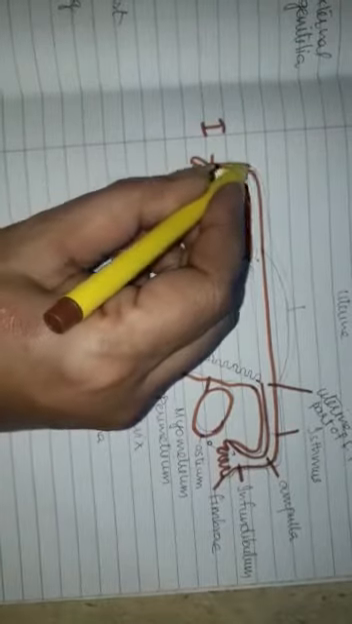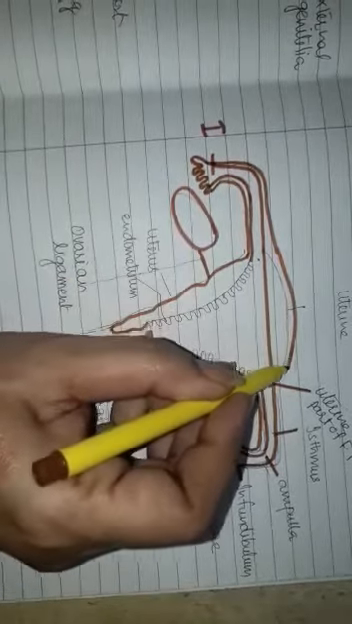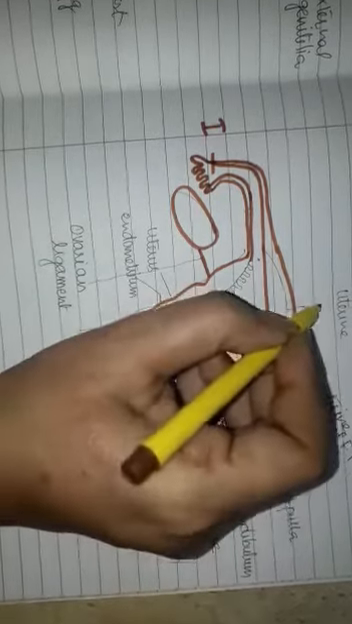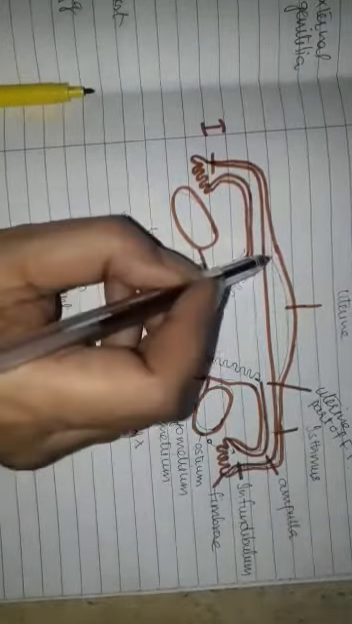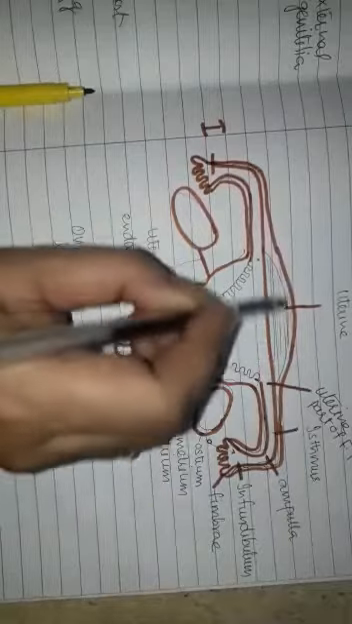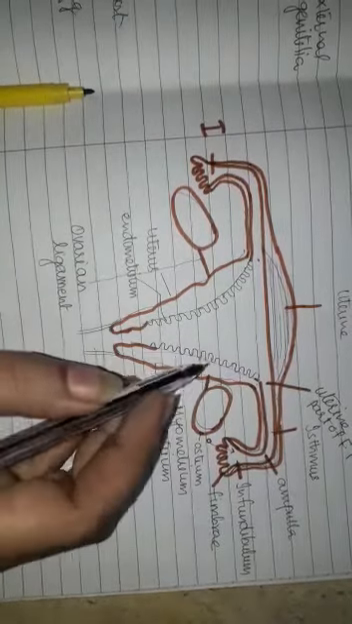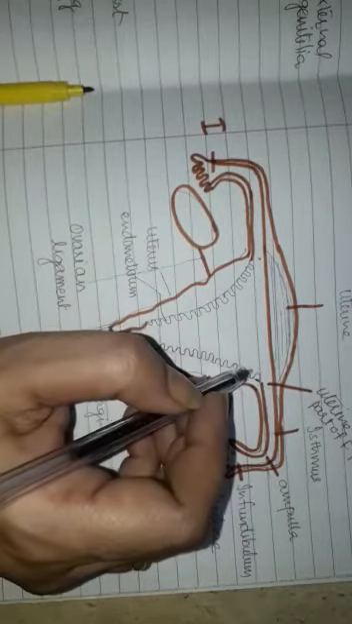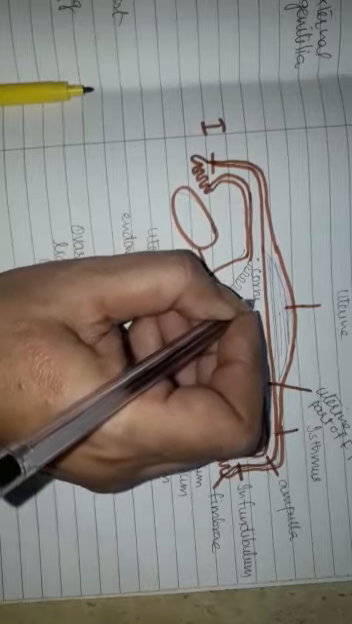The upper wide portion of the uterus, this one. Let us complete the diagram. This upper wide portion of the uterus is called uterine fundus. And the part which receives the oviducts, this part is called cornua.